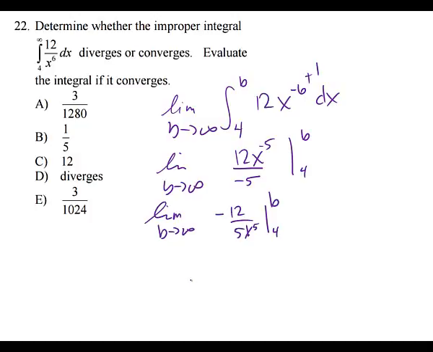Wait, what? I just brought it downstairs. That's all I did with the exponent. I kind of floated the negative up. Alright, yes. So the limit as b approaches infinity of negative 12 over 5b to the 5th minus negative 12 over 5 times 4 to the 5th.